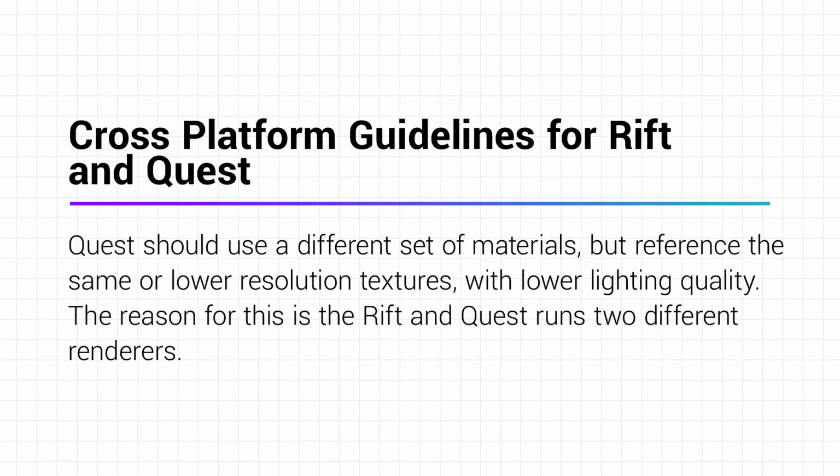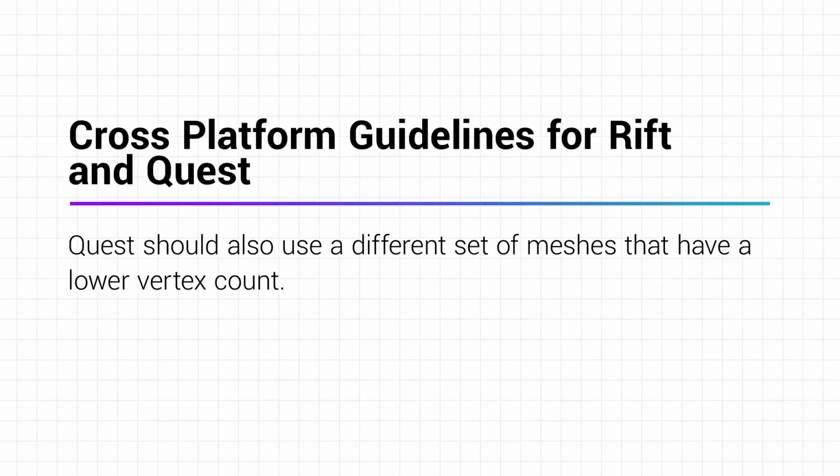Quest should use a different set of materials, but reference the same or lower resolution texture with lower lighting quality. The reason for this is the Rift and Quest run two different renderers. If there is a need to address GPU performance via reducing the shader or material resource cost, having Quest and Rift materials separately prevents accidental modification of one platform while trying to optimize the other. And finally, Quest should also use a different set of meshes that have a lower vertex count.